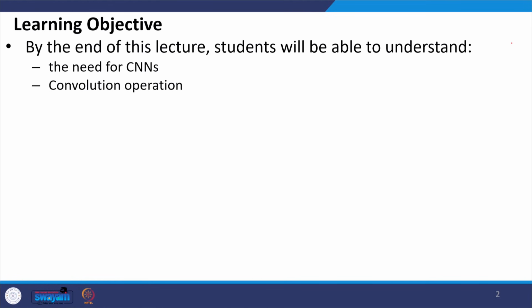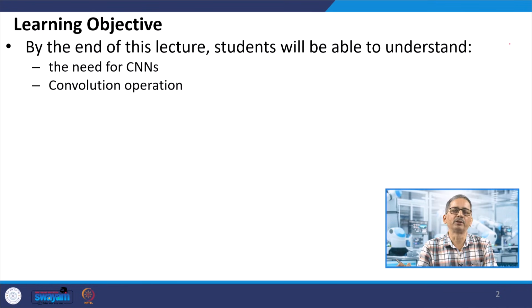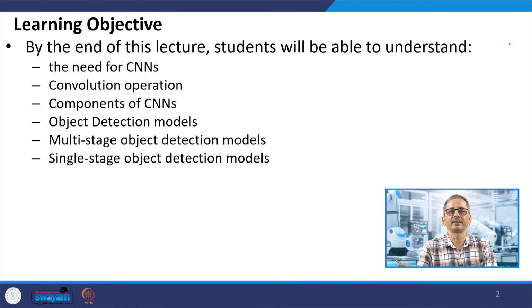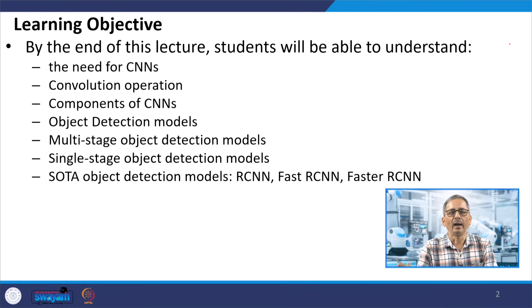The learning objectives for today's lecture are: why the CNN is needed, what is the convolution operation, what are the components of CNN, then what are the various object detection models, the multi-stage object detection model and the single stage object detection model, and then state of the art object detection models such as RCNN, Fast RCNN and Faster RCNN. And then you will be able to understand the various YOLO series.